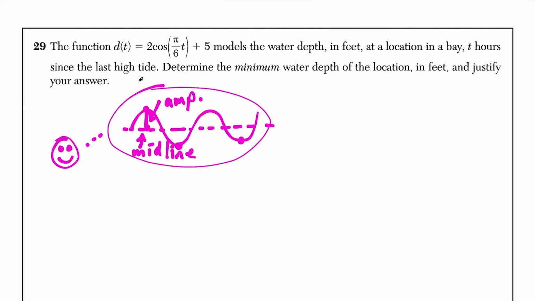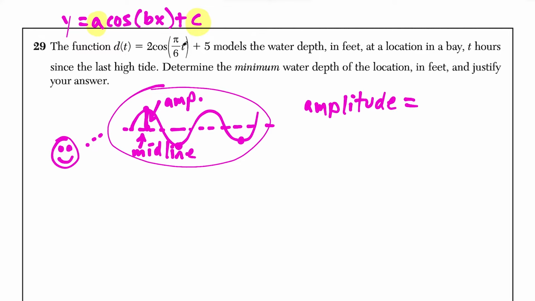But what we also need to know is that in the formula, we have something in the form of, let's say, y equals a cosine of bx, and then plus c. The a term is the amplitude, and the c term is the midline. So using that idea, this tells us that the amplitude, in our case, is equal to 2. And the midline is going to be the line y equals 5.